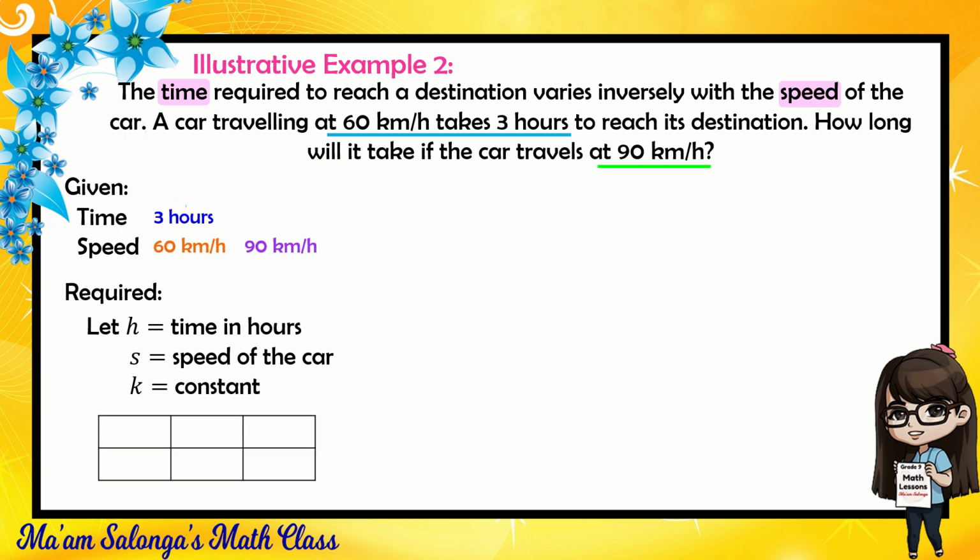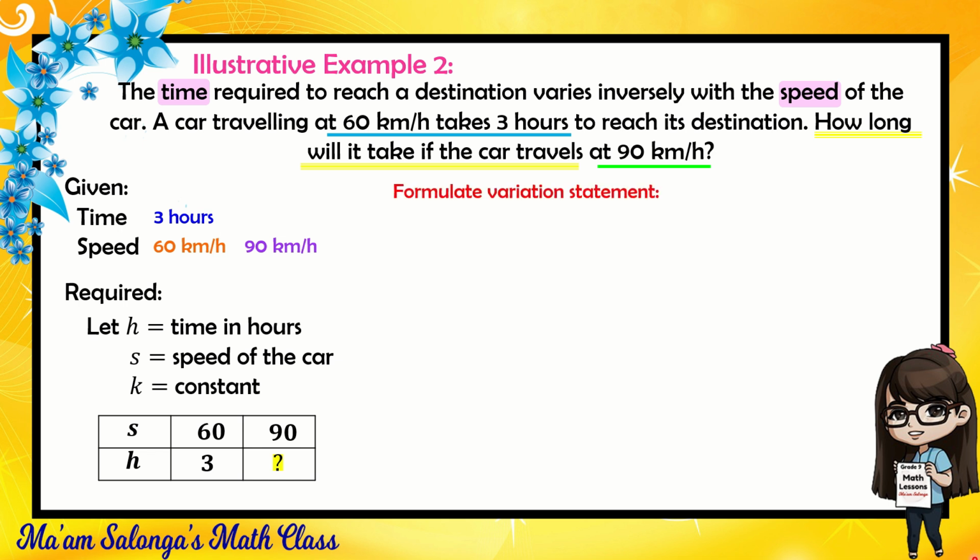So let's create a table. We will put h here as the dependent variable and s as the independent variable. Now, the unknown is how long will it take if the car travels, so we are talking about that time. And then, we will just input all the givens that we took note of in our table of values. Yung time ay 3, yung speed ay 60 at 90.